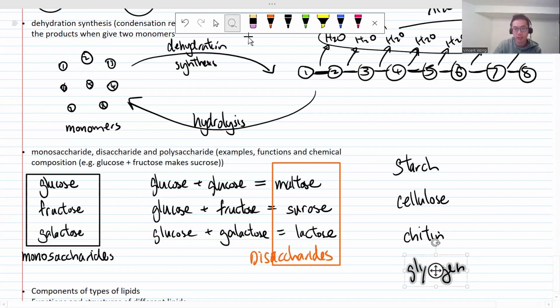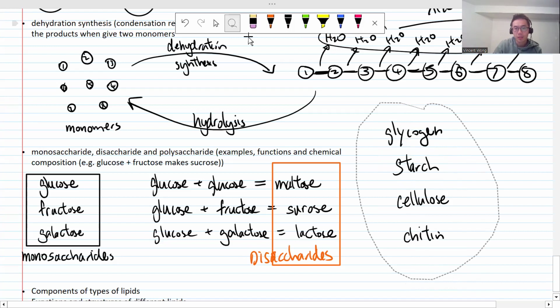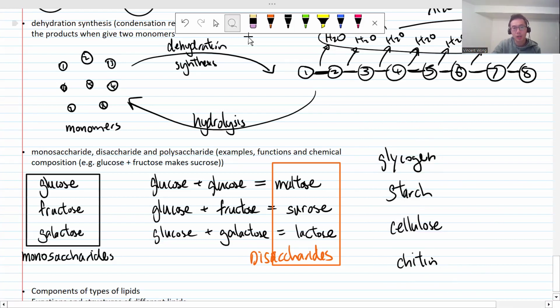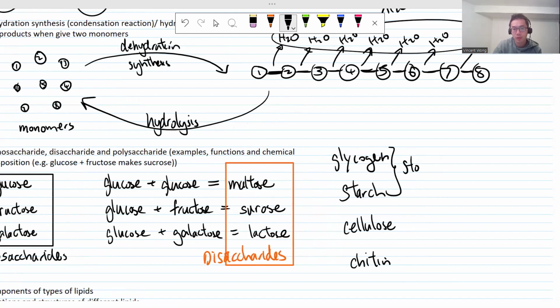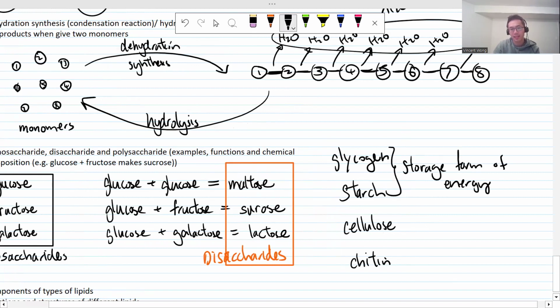Let me just put glycogen here at the top. Okay. So glycogen and starch, these are storage forms of energy. Glycogen is the storage form of energy in animals. Starch is the storage form of energy in plants. Glycogen, you store it in the muscle and the liver of animals, and starch you usually store it in the roots and maybe the stem of the plants.